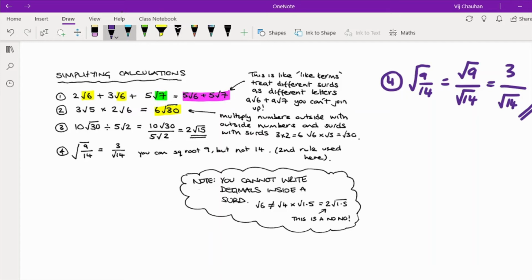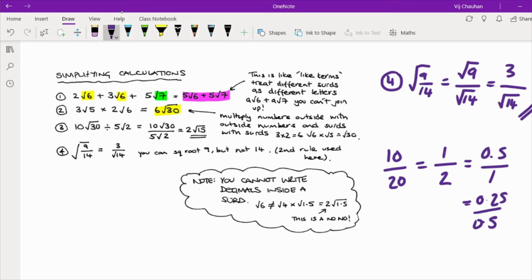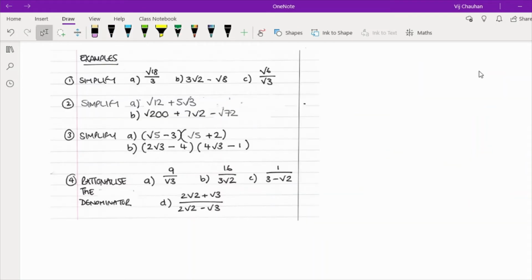Now, one thing to note is, just like with fractions, if I had, let's say, 10 over 20, I can simplify that by dividing both numbers by 10, in which I get a half. But then, just like with fractions, you don't go any further. So here I'm not going to continue dividing by 2 to get 0.5 over 1, and then 0.25 over 0.5, because just like with fractions, you can't write decimals using surds. It's definitely worth noting that you cannot write decimals inside a surd, because otherwise there'll be nowhere for you to stop. So you stop at that stage, and there is your final answer. So here are a few examples just to test your understanding of what we have discussed.